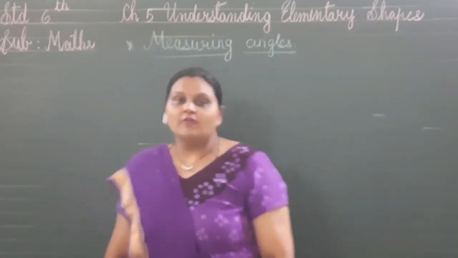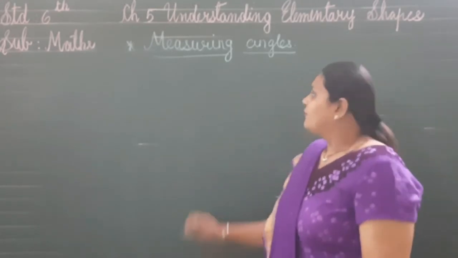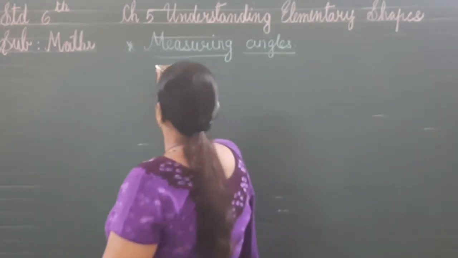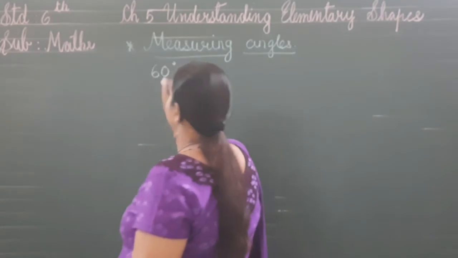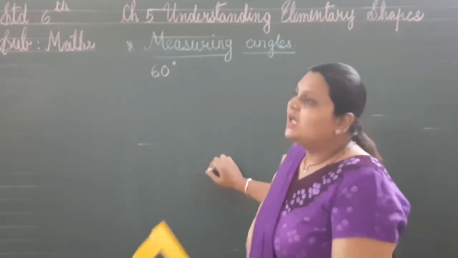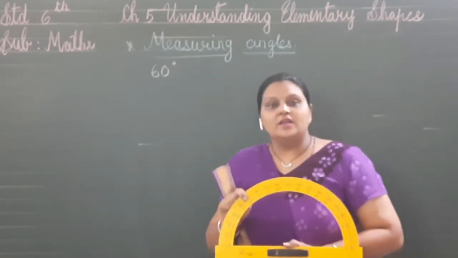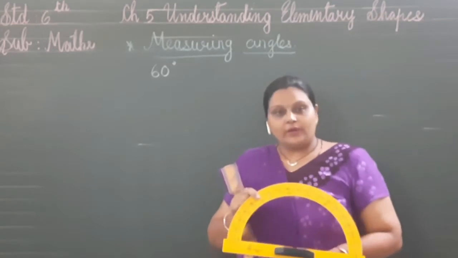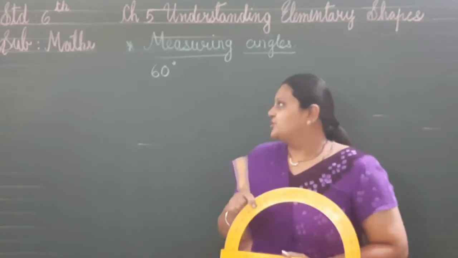Now let us see how to measure an angle. Very first, we will learn how to draw the angle if 60 degree is given to us. In our geometry box, protractor is given. By using protractor, we will measure the angle.